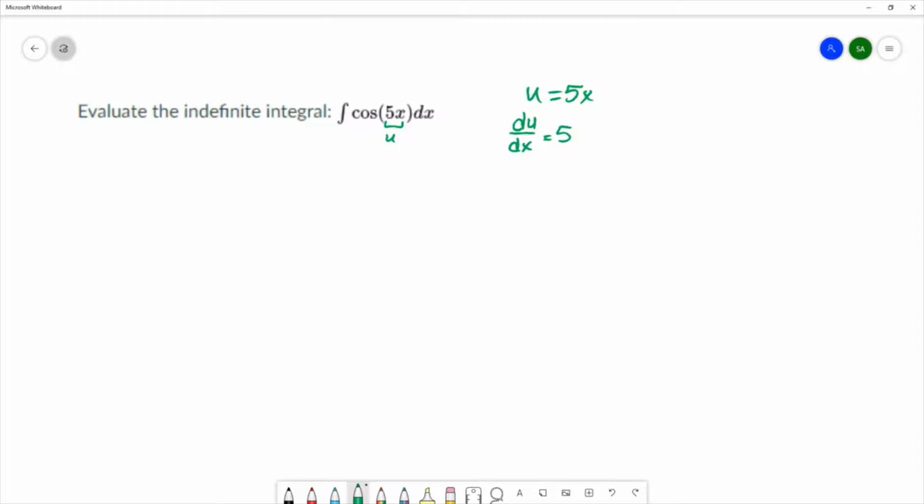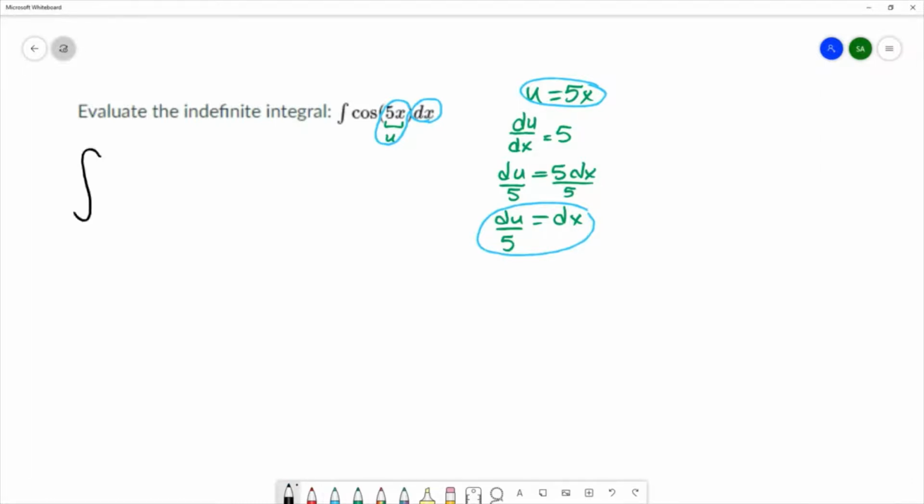I'll rearrange, that's du equals 5 dx, and I'll divide by 5. And now I have dx equals du over 5. So now for the inside, I'm going to substitute that u, and for the dx, I'm going to substitute du over 5. When I make that substitution, it becomes the integral of cosine u, and dx is du over 5.